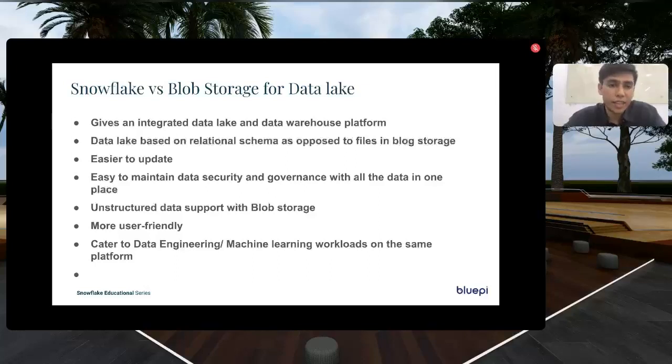Snowflake is more user friendly, and Snowflake can cater to your data engineering and machine learning workloads as well on the same platform. So you can read in data from Snowflake only, and you can save your features back to Snowflake only. You would not need to use a different service to run your machine learning or data science workloads. You will train your models in Snowpark, they will run in Snowflake, and that's it. You are done.